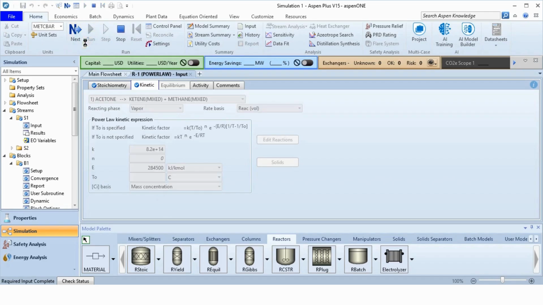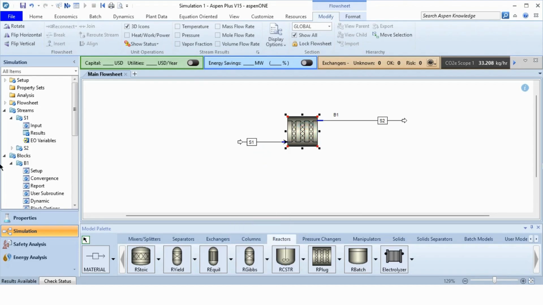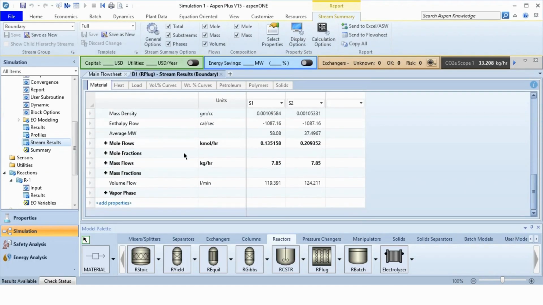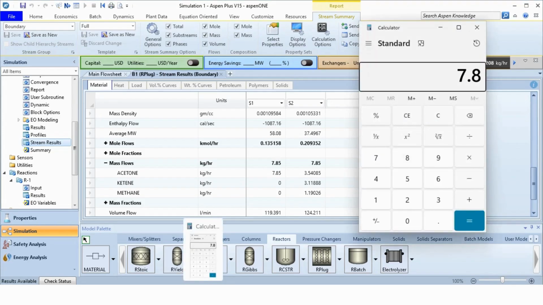Then we will click on the run button to see whether our reactor converges, and accordingly the reactor has converged. We will go to the stream results to see how much conversion of acetone is achieved in this reactor. Clicking on mass flow, the inlet mass flow of acetone is 7.85 while that of the outlet is 3.54. So 7.85 minus 3.54085, divided by 7.85, times 100, is 54.89% conversion of acetone achieved.